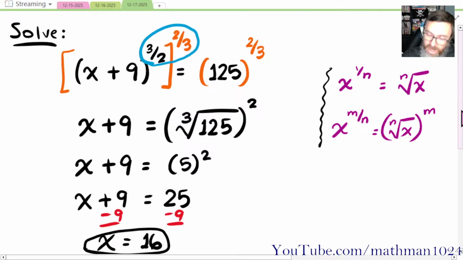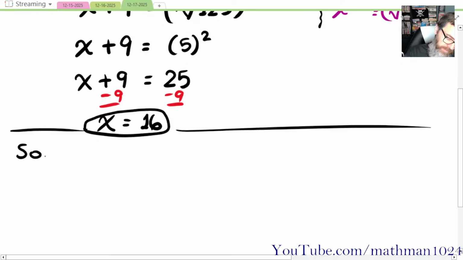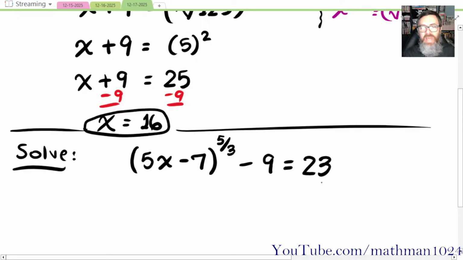Now, I can make the problem look a little bit more difficult by adding a bunch of embellishments. So I could say, suppose I have 5x minus 7 raised to maybe the 5/3 power, minus 9 equals 23. So I'm just adding more junk here, and you have to be able to figure out what's going on.